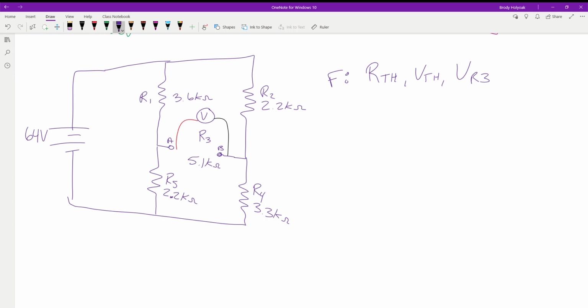What tool do we have in our tool belt to solve for this? If we want to go from one point to another, Kirchhoff's voltage law. So if we start at point A, we want to get to point B, all the voltage drops from those two points have to equal what? Zero. Everything has to even out.